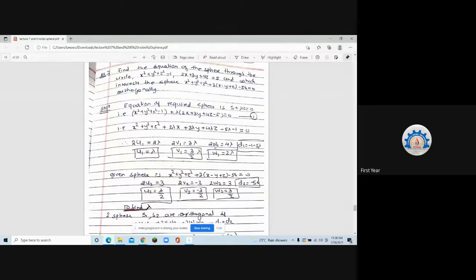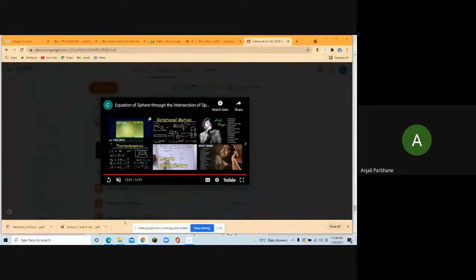One small topic of sphere is left that we will complete tomorrow, and then we will start with unit number 6. Is it okay?